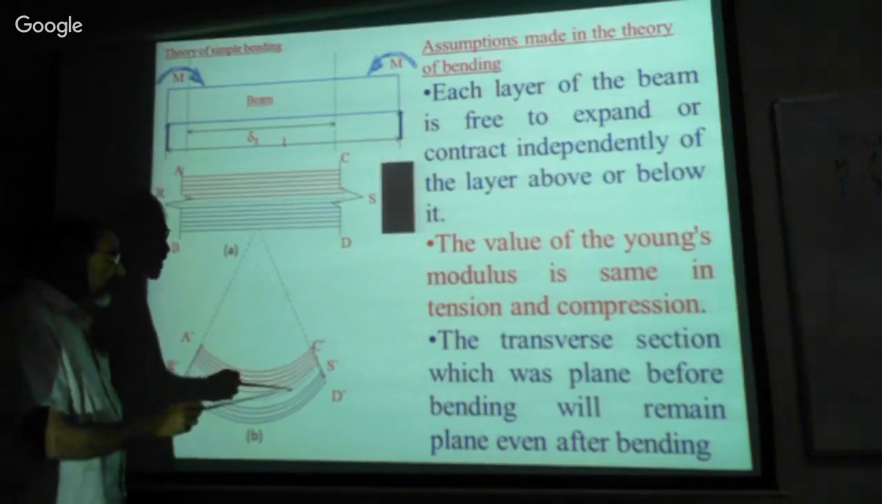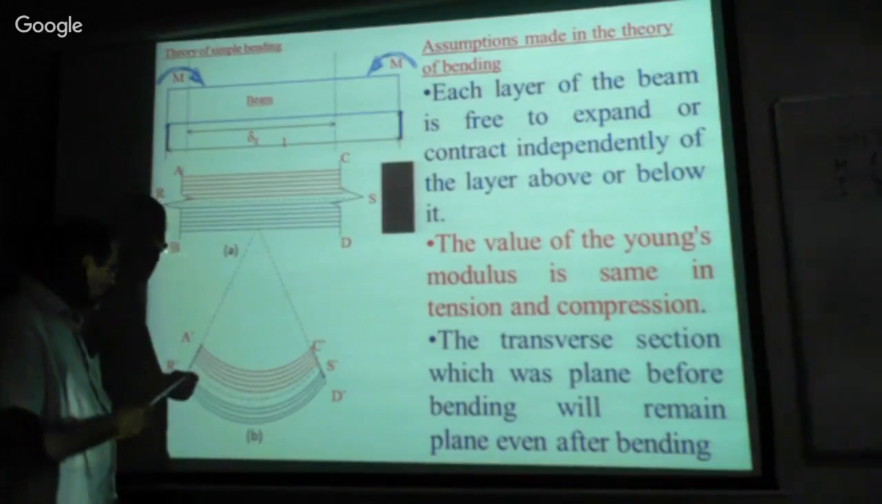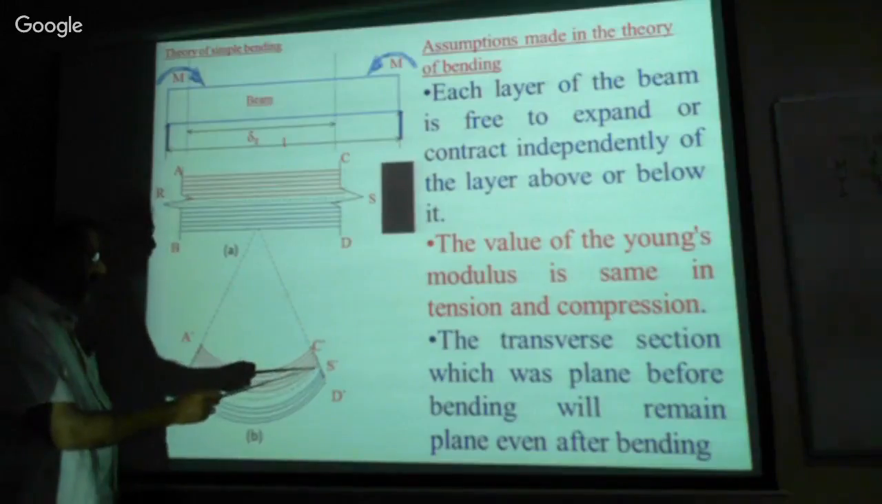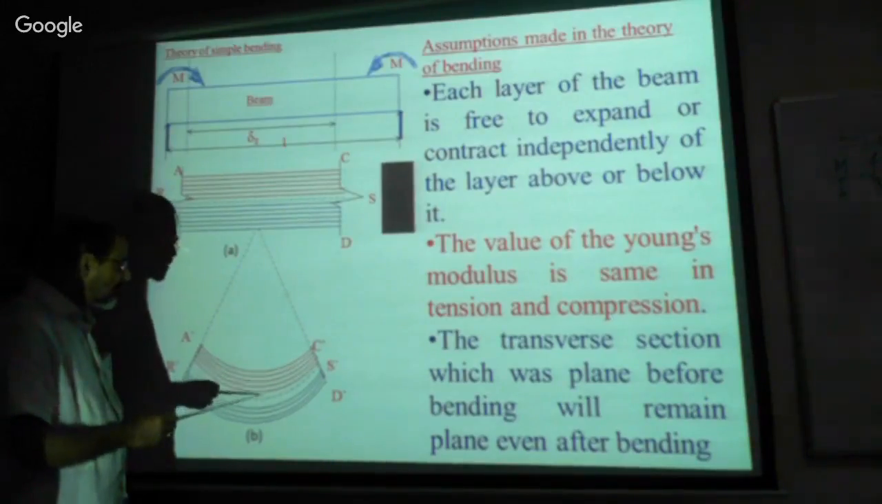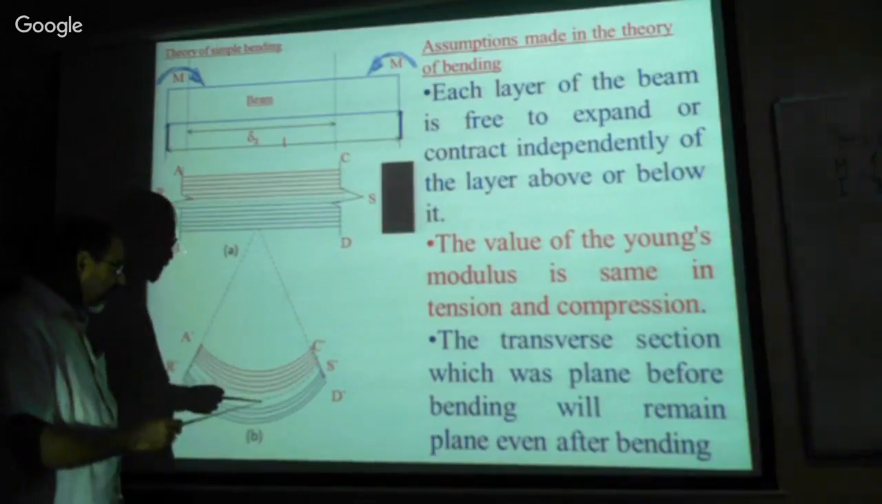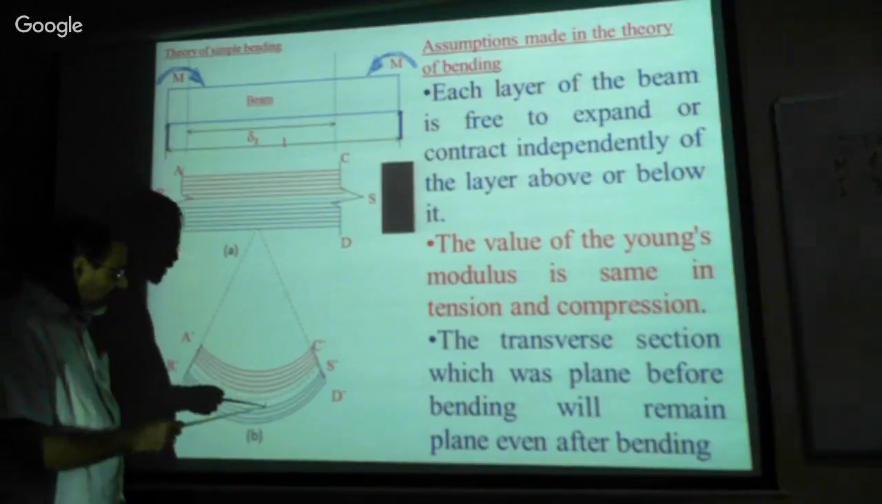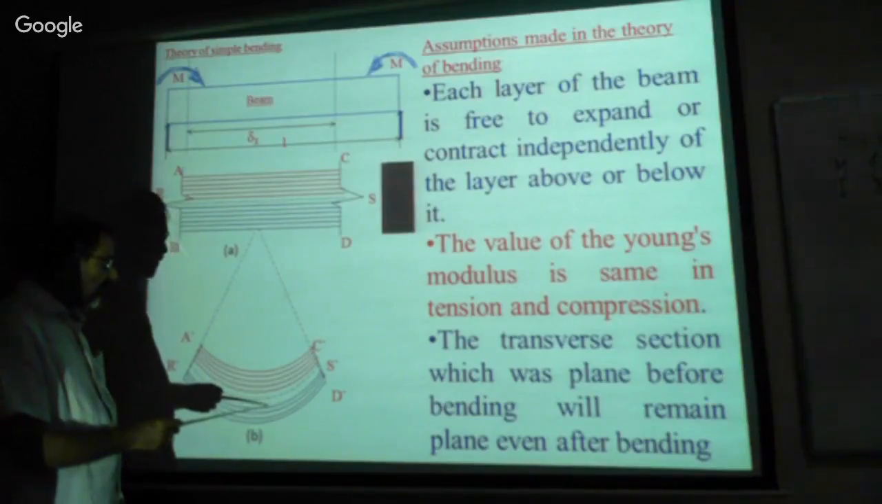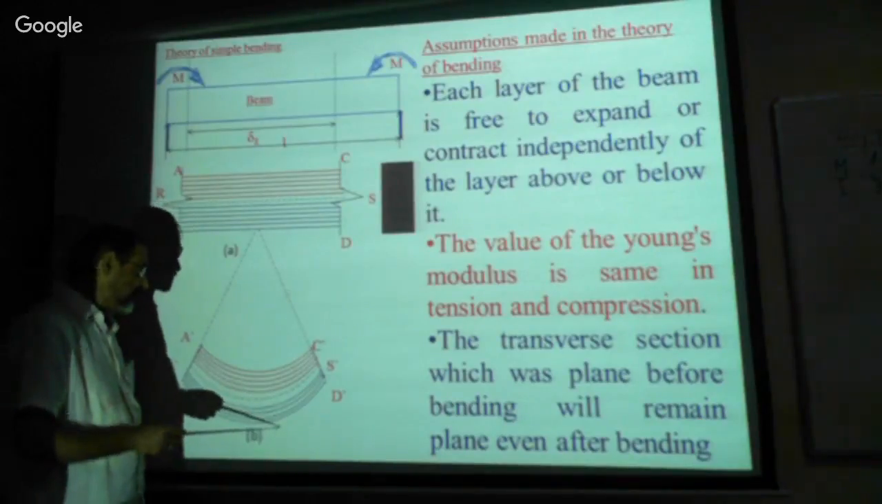No expansion or no contraction. Whereas the layers above this central layer, all the layers above it are suffering from compression, and below this layer, all the layers are suffering from tension. Therefore, all these layers are subjected to tensile force. The stress induced in these layers are tensile stresses.